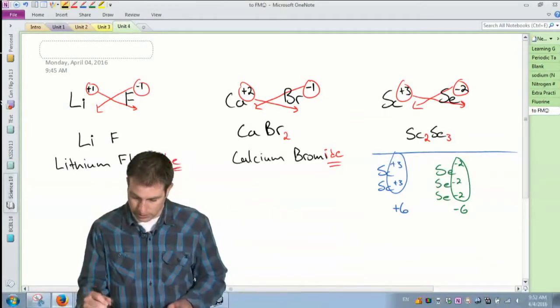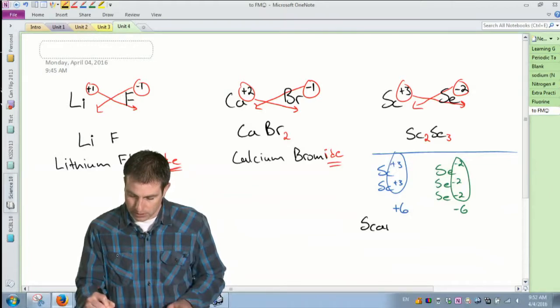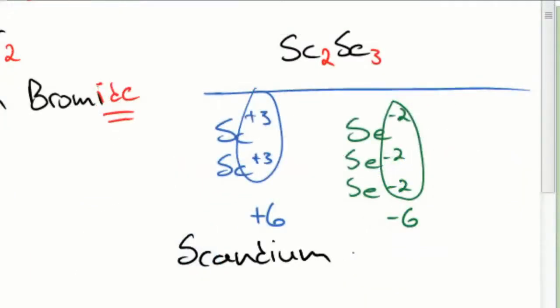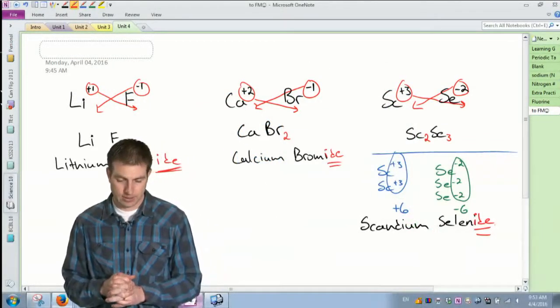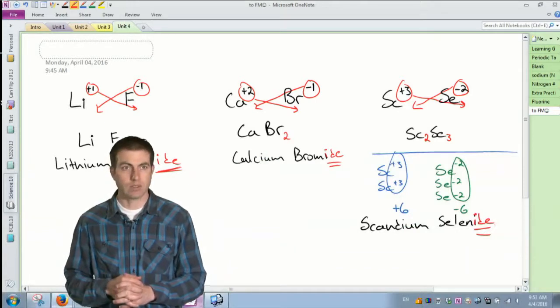Last thing I need to do is write the name of this. I write the metal first, scandium. And this selenium changes to selenide. We always change the ending to "ide." Even though it kind of sounds funny, that's how we do it. So scandium selenium is actually called scandium selenide. All right, so there are 3 examples.